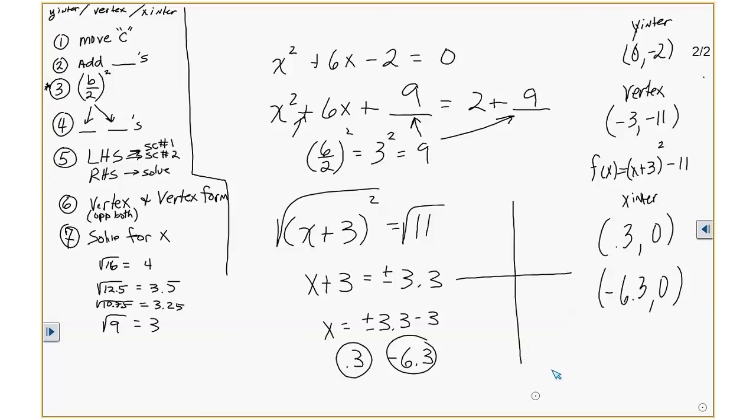So my y-intercept is 0, -2. My vertex is -3, -11, 0.3, and -6.3. And what does the drawing also tell you besides how to sketch the parabola? It will also tell you if you have made a what? Why will it tell you you made a mistake? It won't line up.